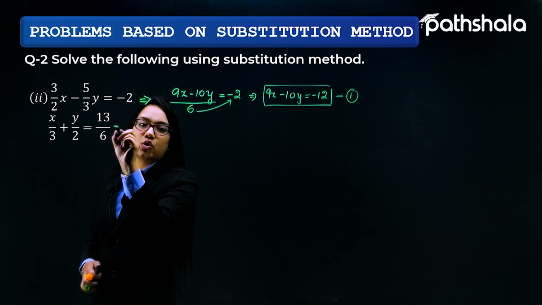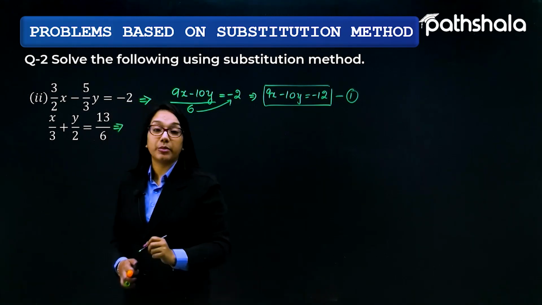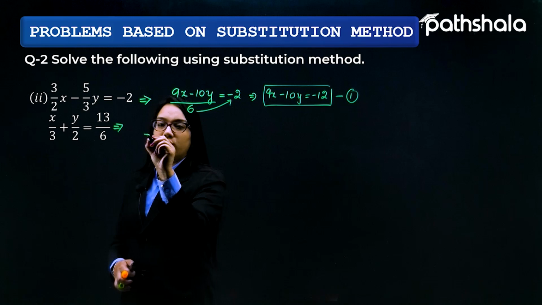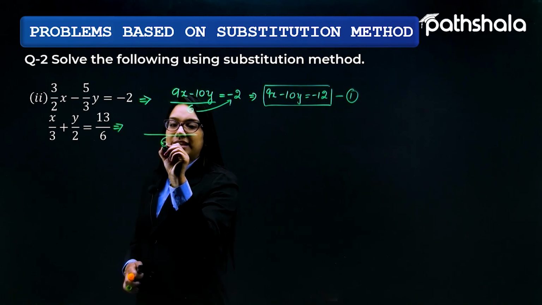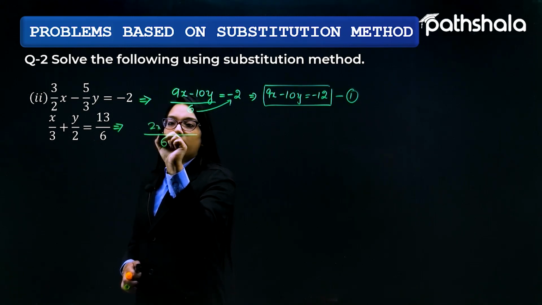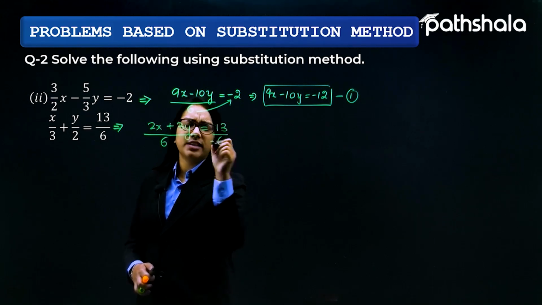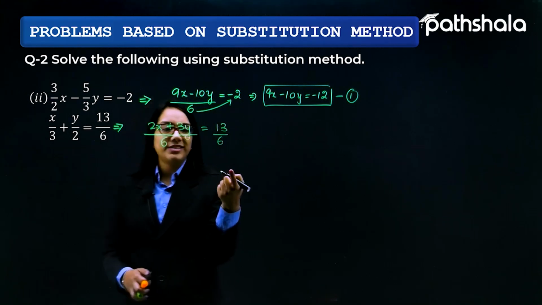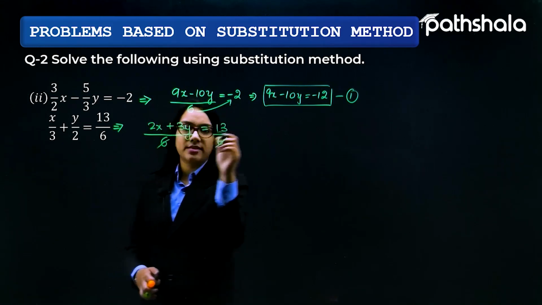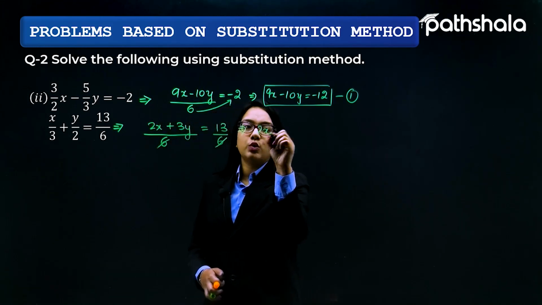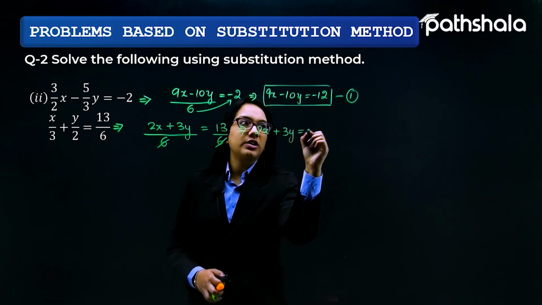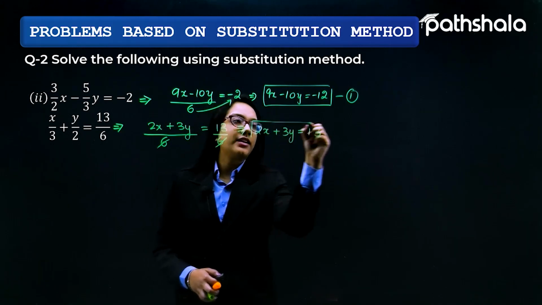Again, we can solve this equation. We have 3 and 2, which means we can take the LCM on the LHS as 6. So it is 2x plus 3y, which is equal to 13 by 6. Now we have 6 by 6 on the LHS and 6 on the RHS, and the 6 and 6 cancel with each other. So the equation is 2x plus 3y equals 13. This is my second equation.